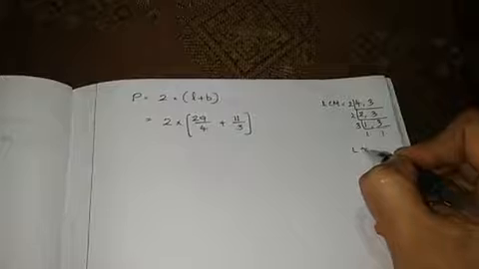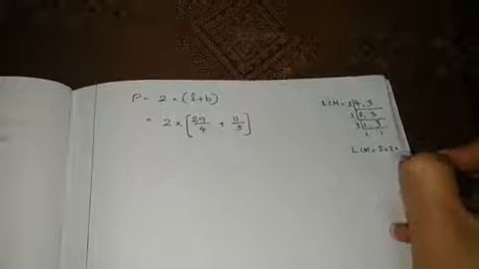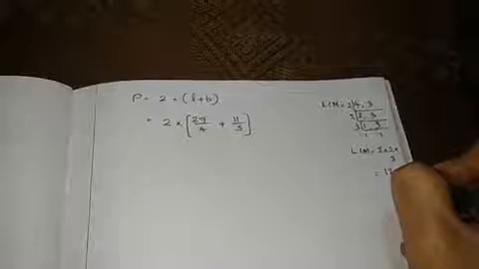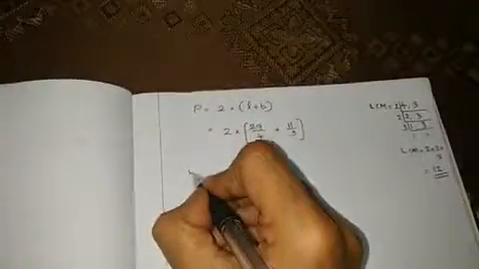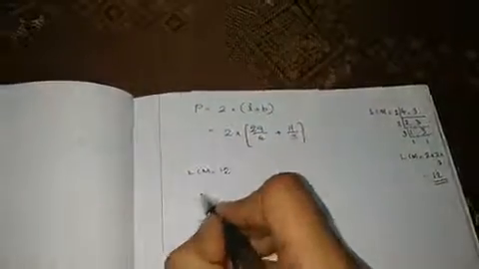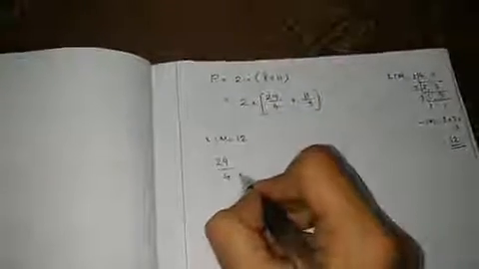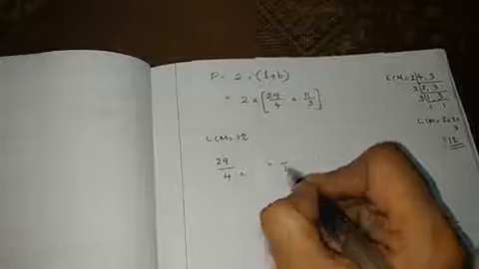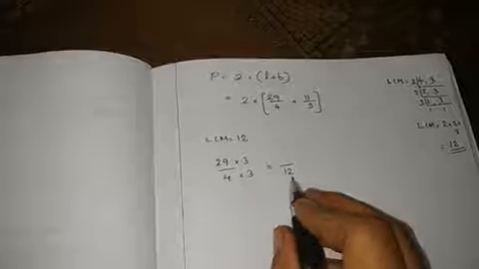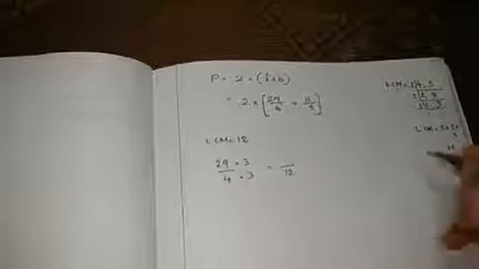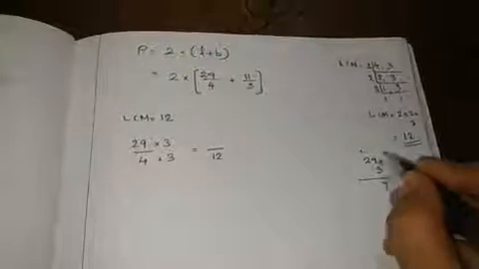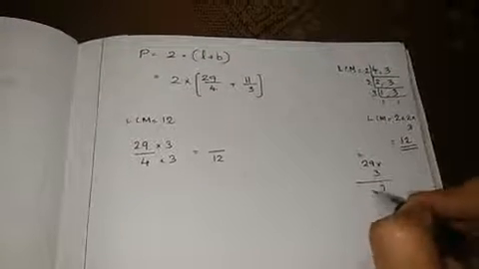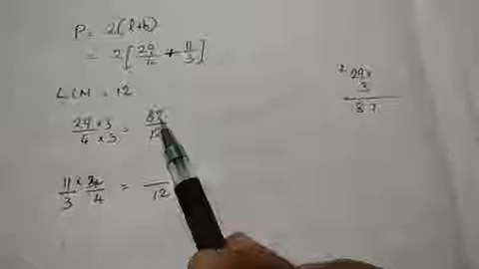So LCM we will get 2 into 2 into 3, that is 4 into 4 into 3, 12. Okay, so LCM is equal to 12. 29 by 4 we are converting to 12 by multiplying with the 3. Right? So 4 into 3, 12. 29 into 3, multiply. 9 3s are 27, 3 2s are 6, 6 plus 2, 8. So you will get 87.